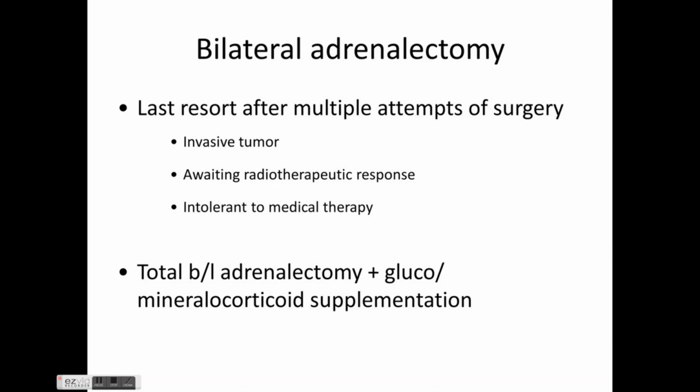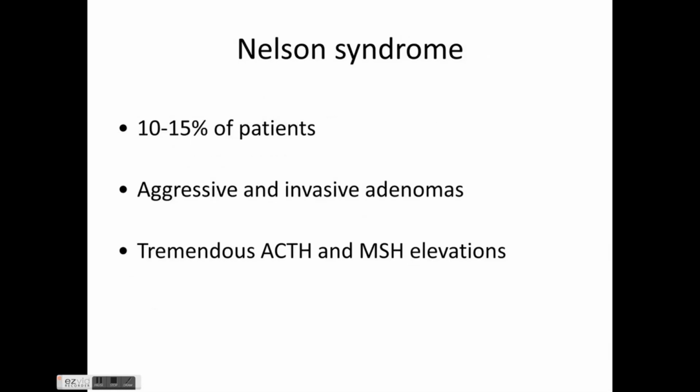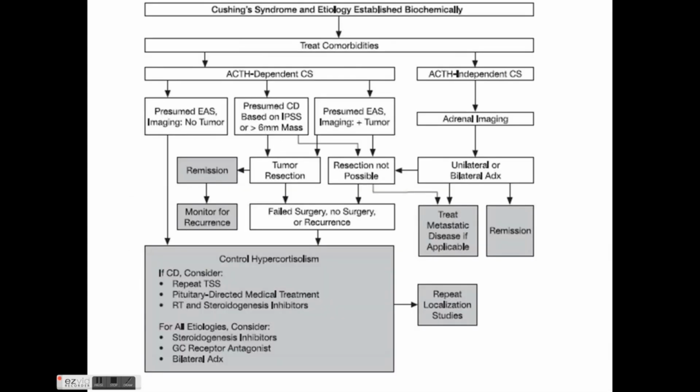Now, bilateral adrenalectomy is the last resort after multiple attempts of surgery, for example for invasive tumors awaiting radiotherapeutic response and those who are intolerant to medical therapy. Total bilateral adrenalectomy with gluco- and mineralocorticoid supplementation is done. We also have to talk about Nelson syndrome at this point, which is seen in 10 to 15% of cases with bilateral adrenalectomy. They have aggressive and invasive adenomas, and they have a massive increase in ACTH and MSH levels.